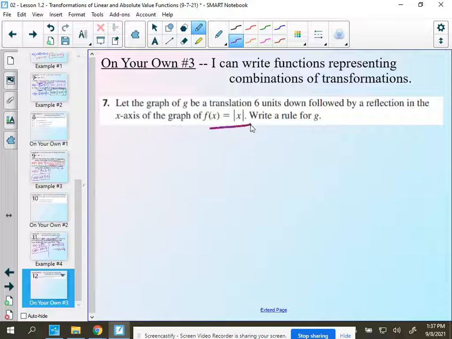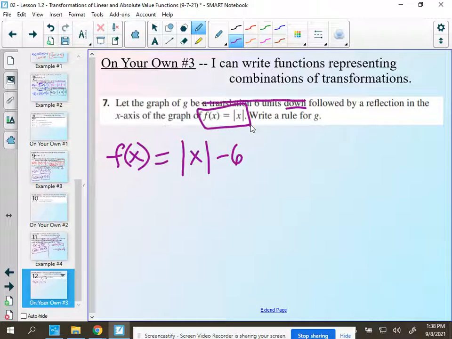Where's my original? Right here, kind of basic again. So f of x, that's the original. We want to go 6 units down, no problem. Take the original, and then on my k value, which again is 0, if we want to go down, we better be subtracting. So down 6, sweet, step 1 is done. We've gone down 6 units, translation. Now on this one, let's reflect on the x-axis.